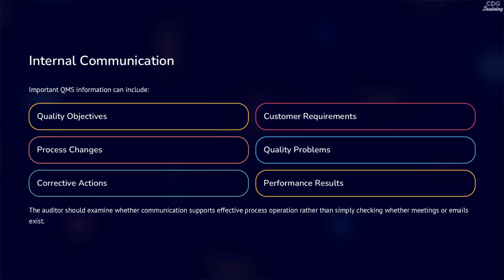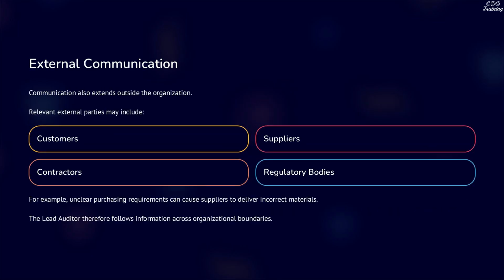Internal communication is vital for effective process operation. It includes sharing quality objectives, process changes, and corrective actions to ensure everyone is aligned. External communication involves parties outside the organization, such as suppliers and regulatory bodies. Clear communication prevents issues like incorrect material deliveries.